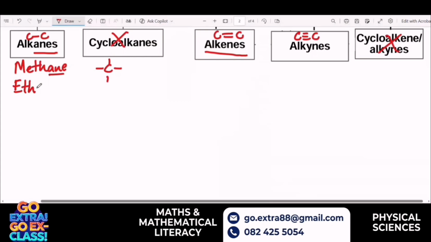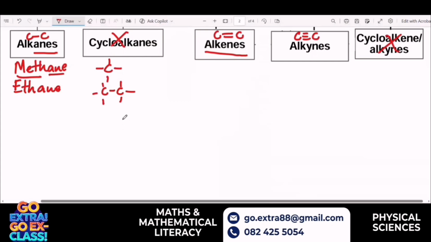The word eth means two. The word meth means one. So if you say ethane, that means the compound is going to have two carbons like this. But remember, each carbon has 4 covalent bonds. So this is how ethane is going to look.